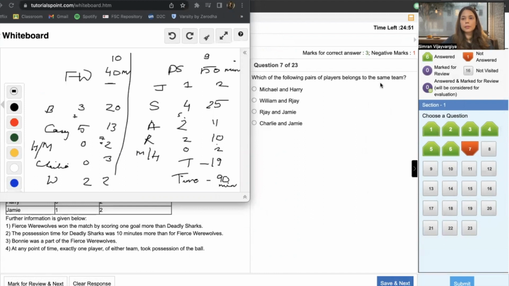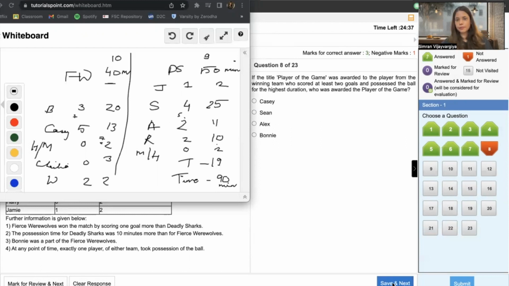Which of the following players belong to the same team? Okay, Michael and Harry can never belong to the same team. They're either in one of the teams. William and RJ don't belong in the same team. RJ and Jamie belong in the same team. And Charlie and Jamie also don't belong in the same team.